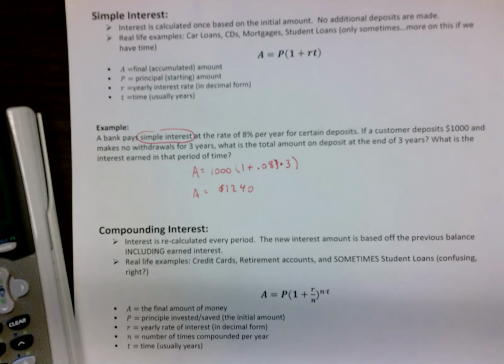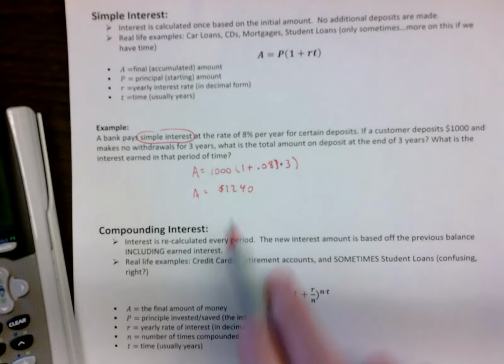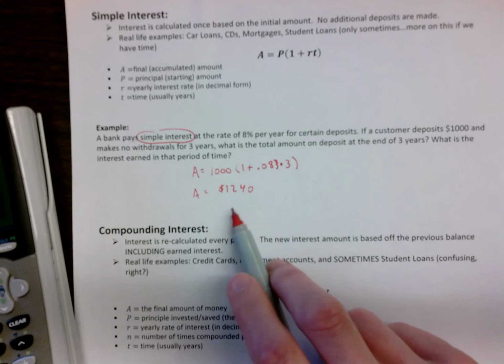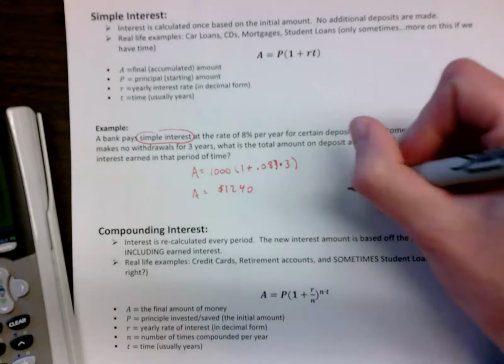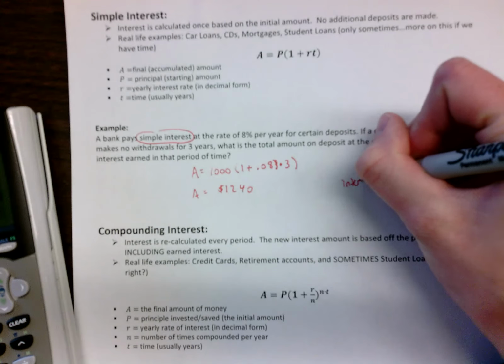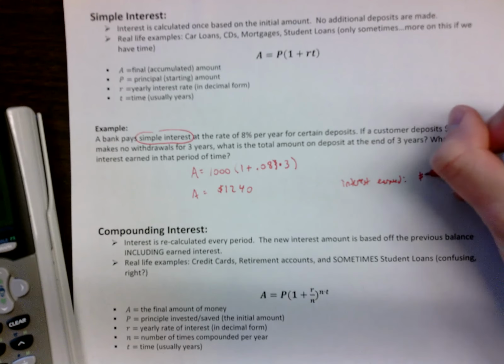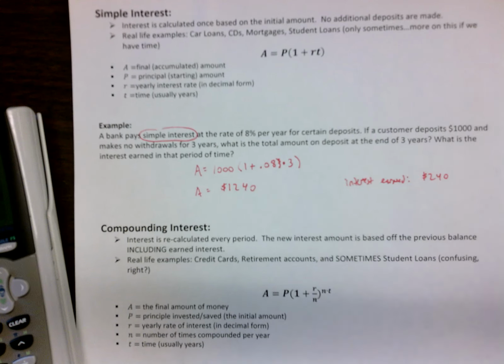$1,240. And then the question of how much interest you earned. Well, if you put in $1,000 and you're walking away with $1,240, then your interest earned would just be $240. You just subtract how much you put in from how much you have total. So nothing too complicated there. That's the idea of simple interest. In 3 years, you don't make all that much money.